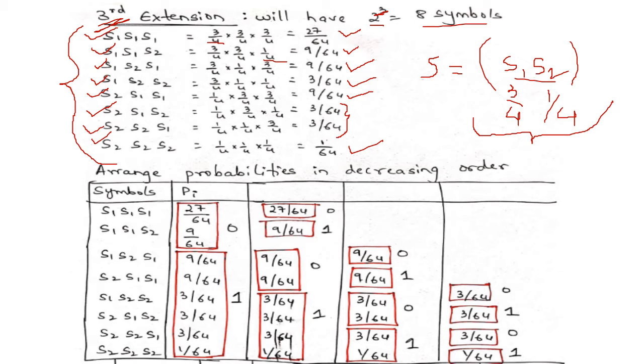So in Shannon-Fano encoding algorithm, the first step is to arrange the probabilities in decreasing order. So once we arrange the probabilities in decreasing order, the order is as follows. We'll have 27 by 64 first, next 9 by 64 terms, and then 3 by 64 terms, and the last element will be the 1 by 64 term.